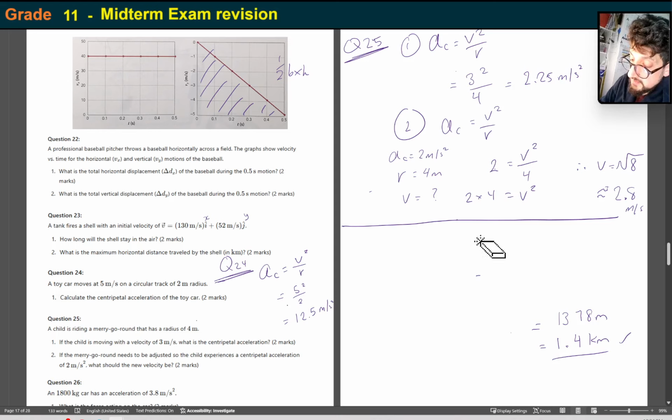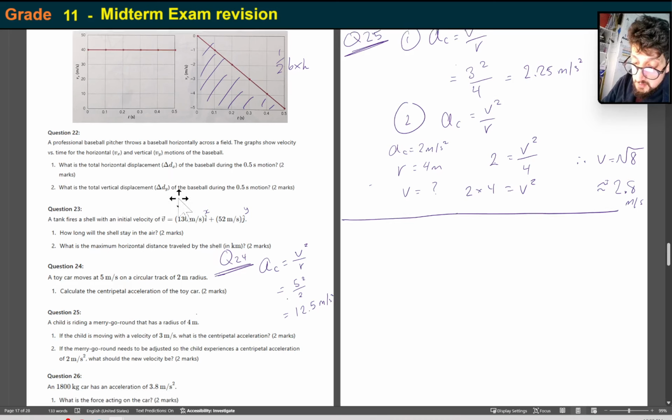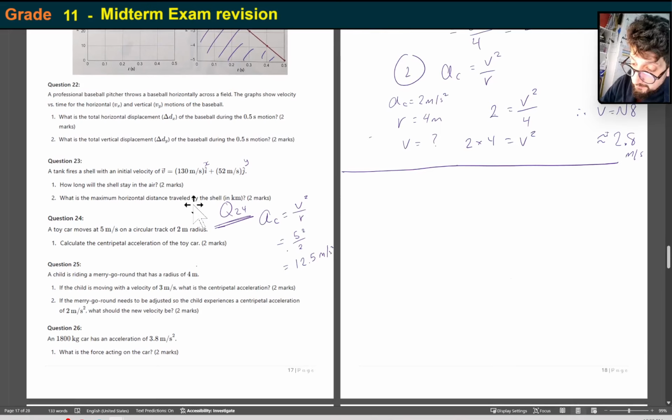Hopefully you're not finding these too hard. Let's have a look. Question 26. A 1,800 kilogram car has an acceleration of 3.8. What is the force acting on it? Oh, lovely. Easy peasy lemon squeezy.